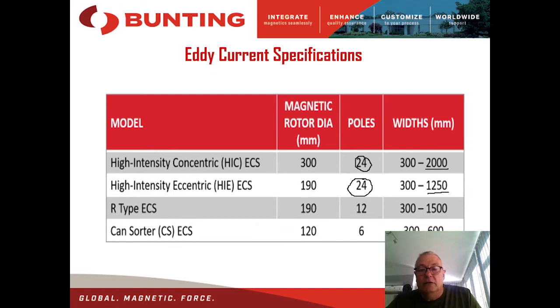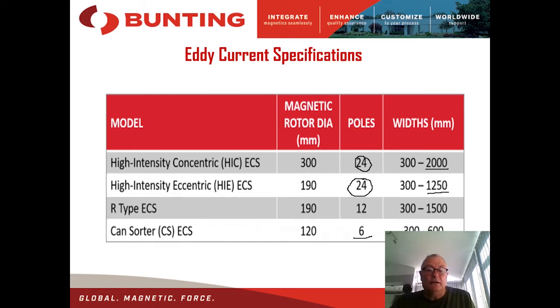We can get a good separation using just 6 poles. We have a smaller diameter rotor, and we run it because these applications tend to be quite low capacity. We run at belt widths between 300 millimeters and 600 millimeters.